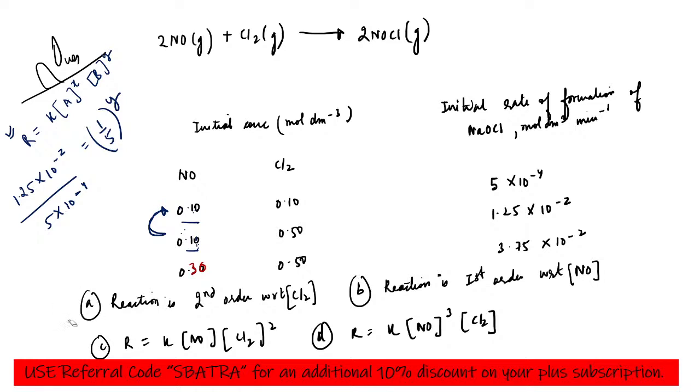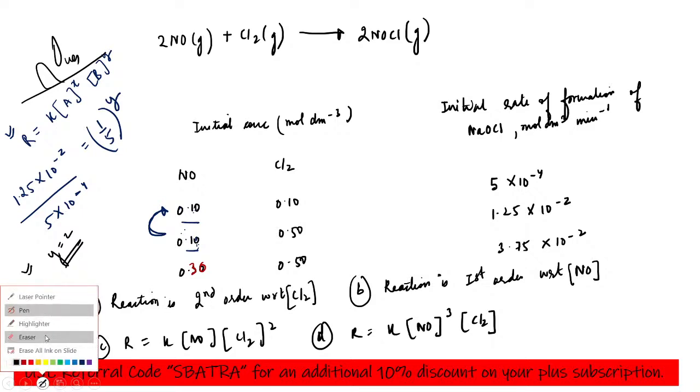Right, okay. So you are getting y equals 2. So this is your value, y equals 2. So the correct option A is definitely correct. The reaction is second order with respect to chlorine. Option A is definitely correct.